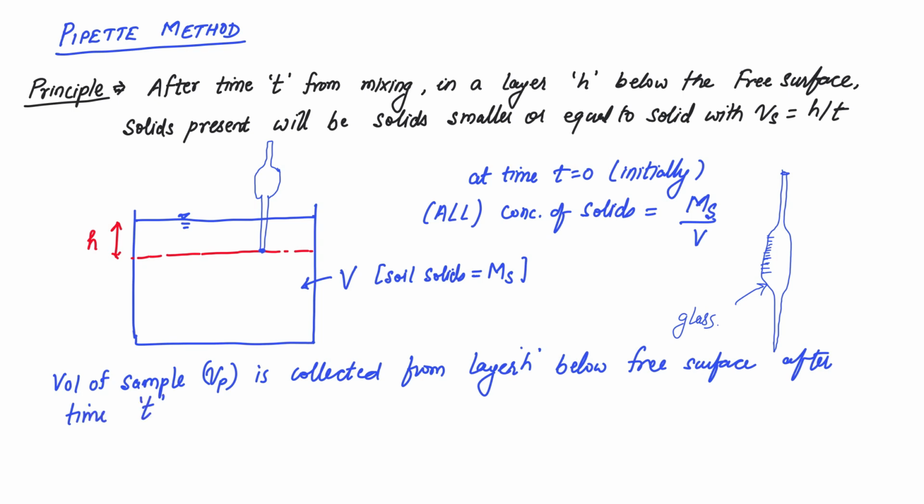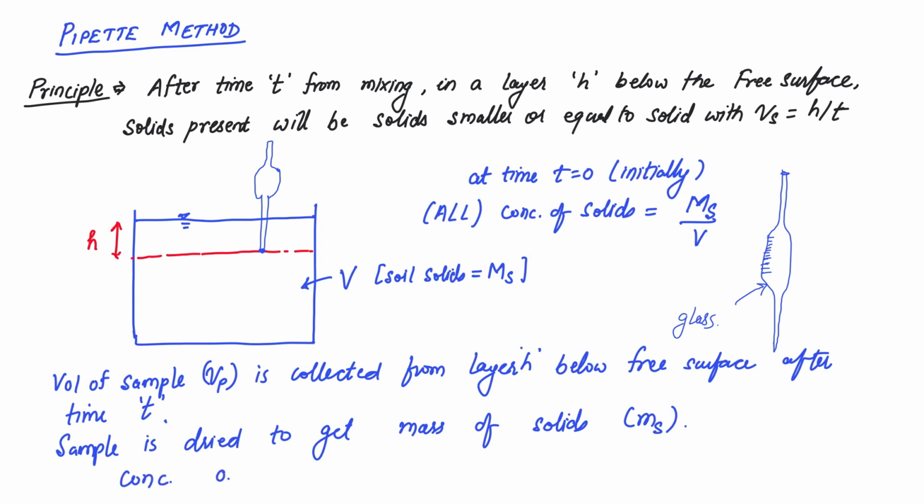This volume of sample that we have collected is Vp, and this sample is now dried to get the mass of solids that were present in this solution. Let us assume the mass of solids is small ms. So what will be the concentration of solids in this pipette? It is small ms upon Vp, that is, mass upon volume. Yes or no?